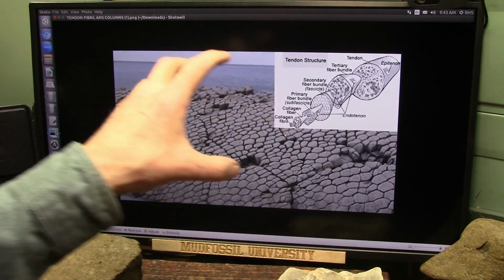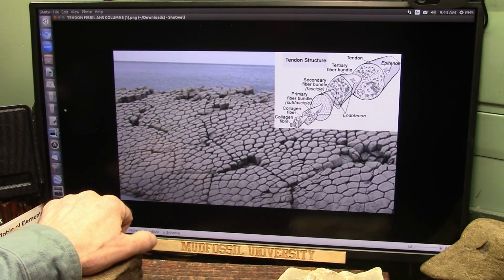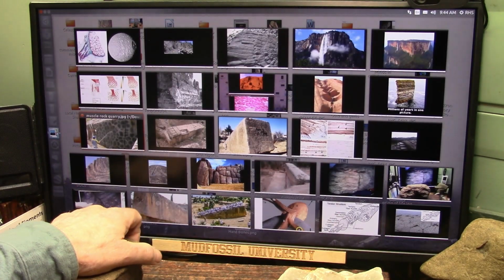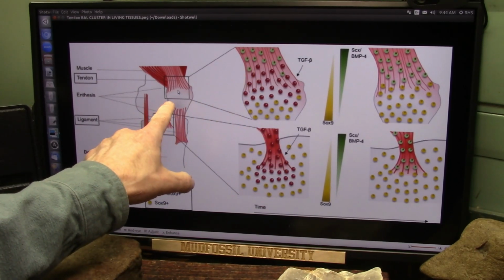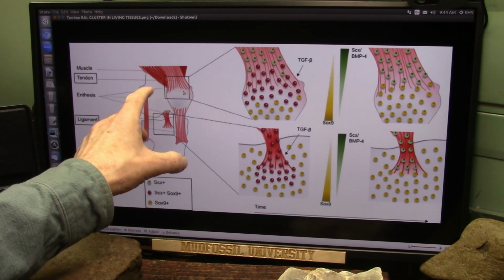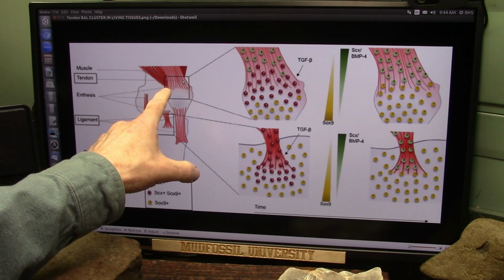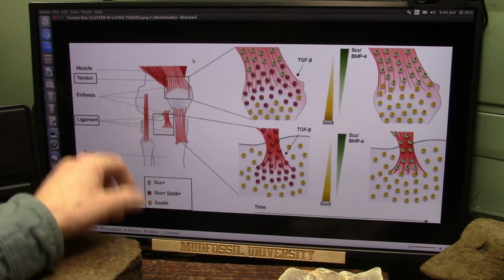But at the very end, there's a ball that anchors into the ground, or into the creature's body. And this is what they were. These fibers come out. They anchor into the bones usually. And then from the bone, it goes into the tendon, and from the tendon, it goes into the muscle.